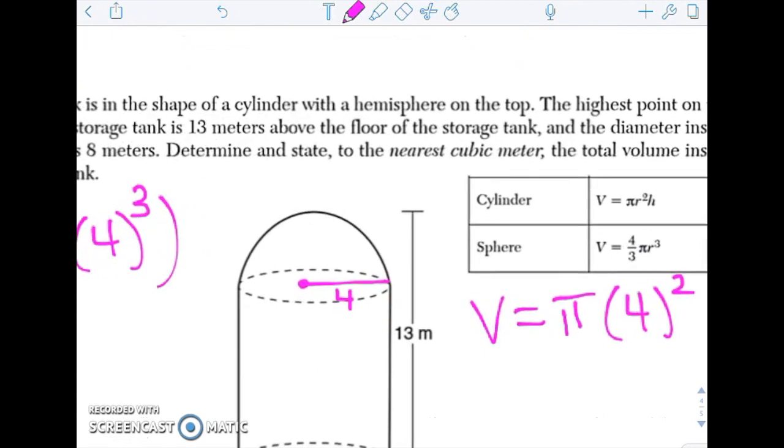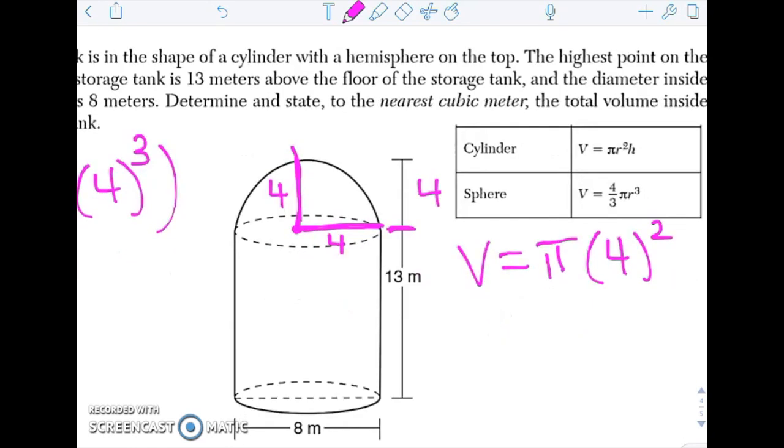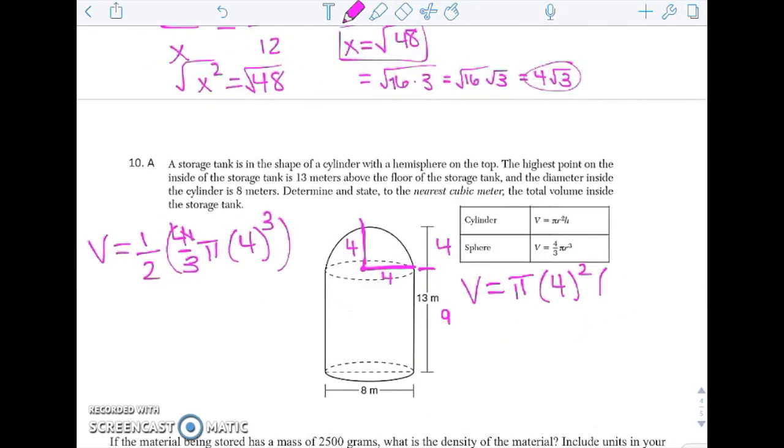So, figuring out h, I'm going to say, well, this is 4, so that is also 4, which means that the height of the hemisphere is 4. So, if this whole length is 13, that has to be 9. So the height of the cylinder is just 9.